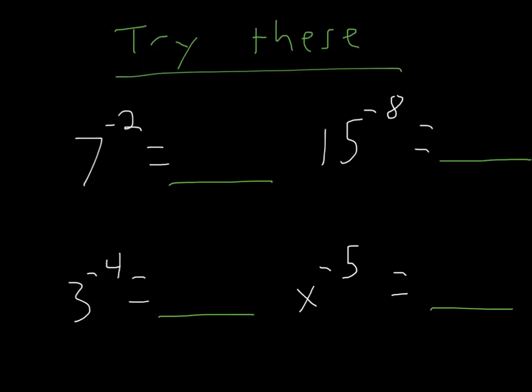Go ahead and hit pause and try these. There you go. 7 to the power of negative 2 is just 1 over 7 squared. 15 to the power of negative 8 is 1 over 15 to the 8th. 3 to the power of negative 4 is 1 over 3 to the 4th. And x to the negative 5th is 1 over x to the 5th.